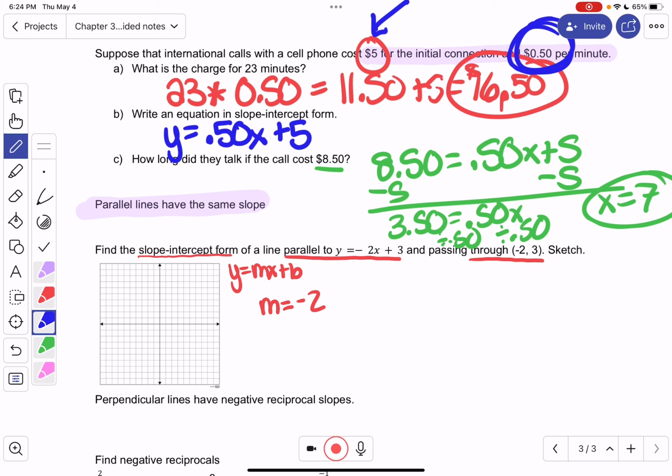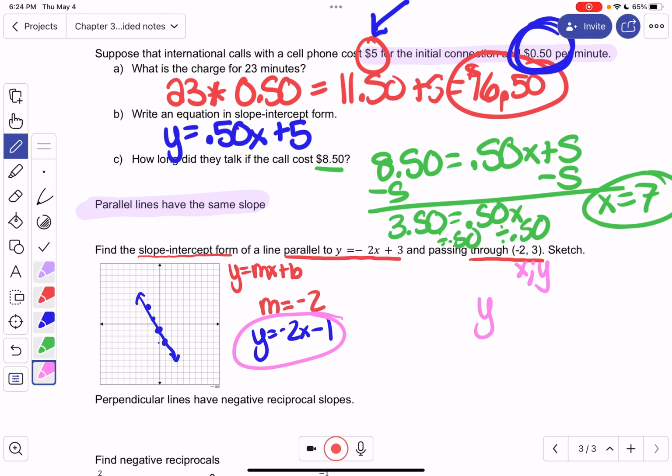One is to plot that point, -2, 3, and then use our slope, -2, down 2 over 1, to find our y-intercept, which is -1. We can write this. So that's one way with graphing. Use the point and the slope, graph it, find the y-intercept. Another way is to plug that point in for x and y and solve for b.